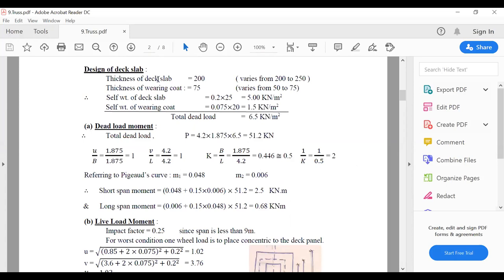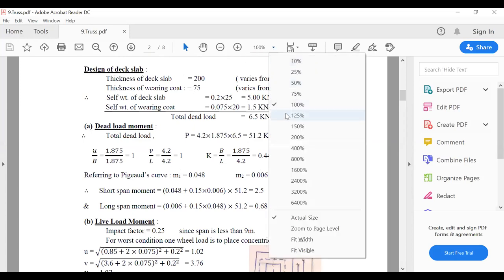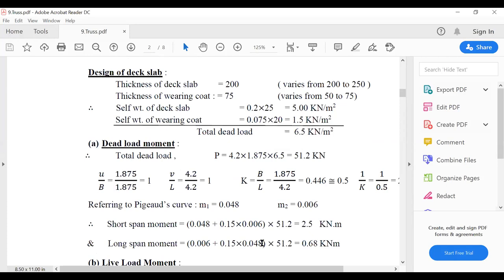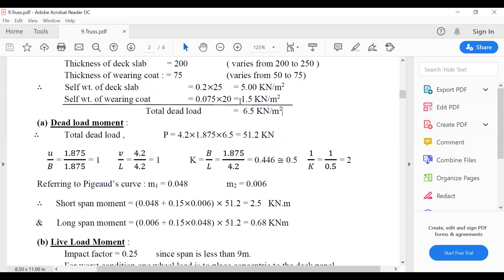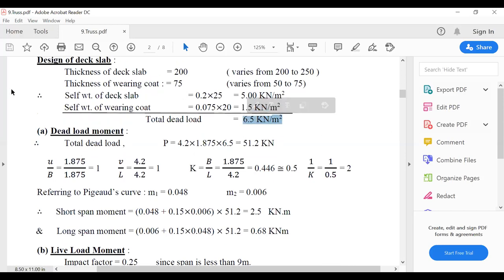Okay, so thickness of the wearing coat 75. Self weight of the deck slab, these things I think you will understand. Self weight of the wearing coat, then total dead load, these things I think after doing the major project, I don't think you have to make efforts to understand it anymore. You know it, I guess.